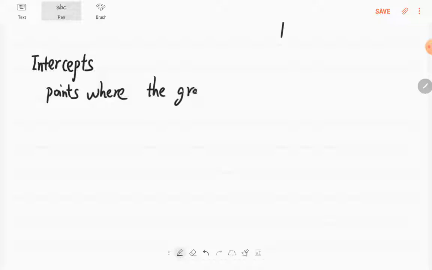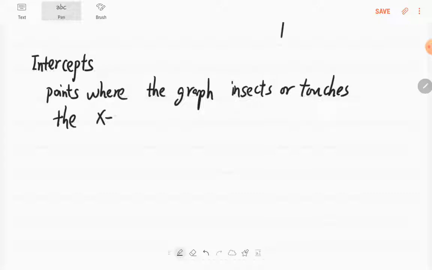A next property for the graph is called intercepts. What are the intercepts? Intercepts are the points where the graph intersects or touches the x or y axis.